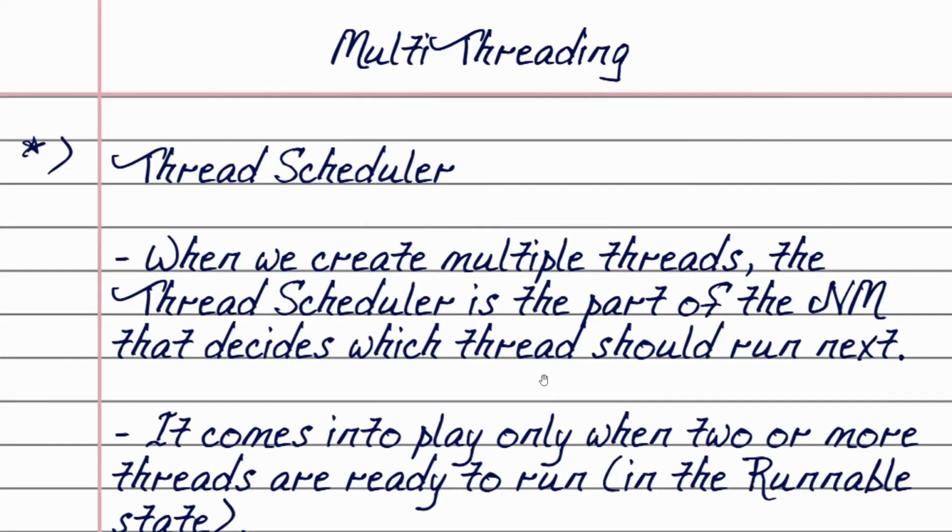In today's video, we are going to learn about thread scheduler. So a thread is nothing but a basic unit of CPU used for independent execution. So when we create multiple threads, the thread scheduler is a part of the JVM, that is Java Virtual Machine, that decides which thread should run next. So the thread scheduler decides, after completing the tasks of one thread, which thread should run next.